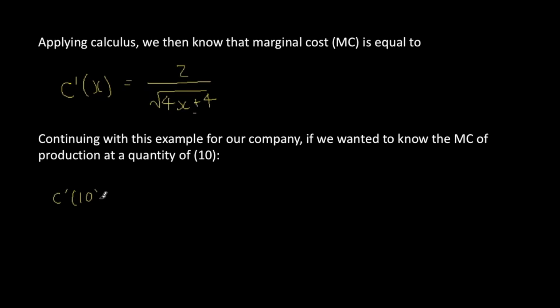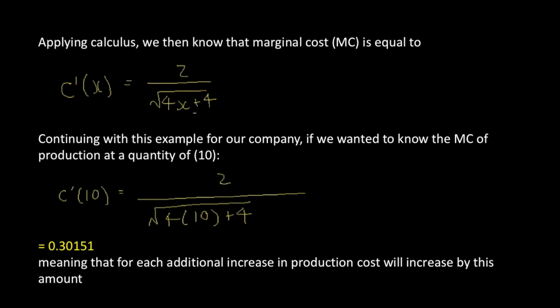Continuing with this example for our company, if we wanted to know the marginal cost of production at a quantity of 10, the derivative of C of 10 is then equal to 2 over the square root of 4 times 10 plus 4. This is equal to 0.30151, meaning that for each additional increase in production, cost will increase by this amount.